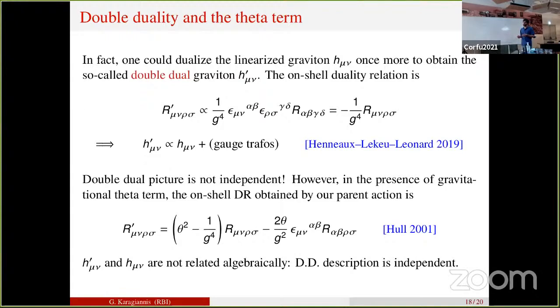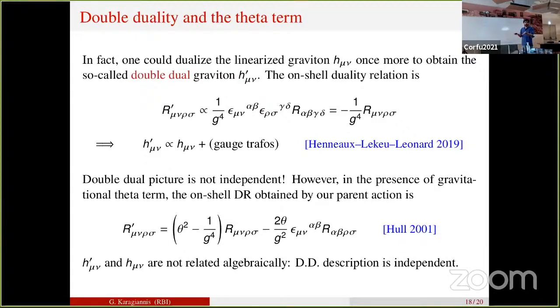However, in the presence of the gravitational theta term that I discussed, the on-shell double duality relation predicted by Hull was this one here, and this is exactly what you obtain at the off-shell level, using the off-shell approach from our parent action. And it should be quite obvious from this relation that the double dual linearized graviton and the linearized graviton are not related algebraically on-shell, because you can see that here we have an extra term, which was absent in this duality relation here. And this term forces the dual fields to not be algebraically related on-shell.